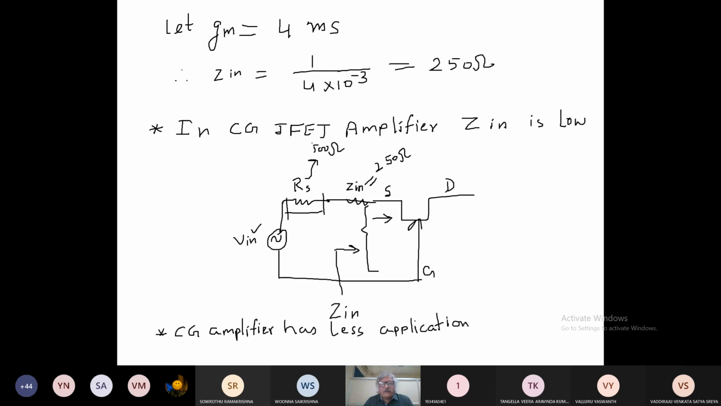If somebody asks you why the common gate JFET configuration is not used for amplification, the reason is that the input impedance is low. If the input impedance is low, then less input voltage will be available for the amplifier. So it has less input voltage, and the output voltage is quite high. That's why it is not suitable for amplification purposes, right?